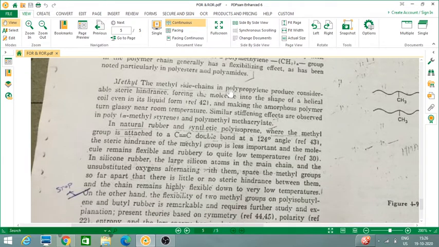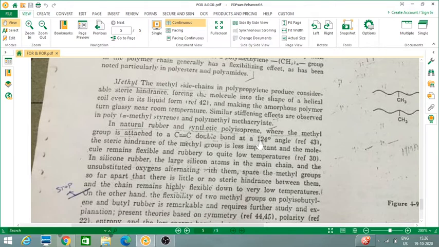The methyl side chain in polypropylene produces considerable steric hindrance, forcing the molecule into the shape of a helical coil even in its liquid form, and making the amorphous polymer turn glassy near room temperature. Similarly, stiffening effects are observed in poly-alpha-methylstyrene and polymethyl methacrylate.